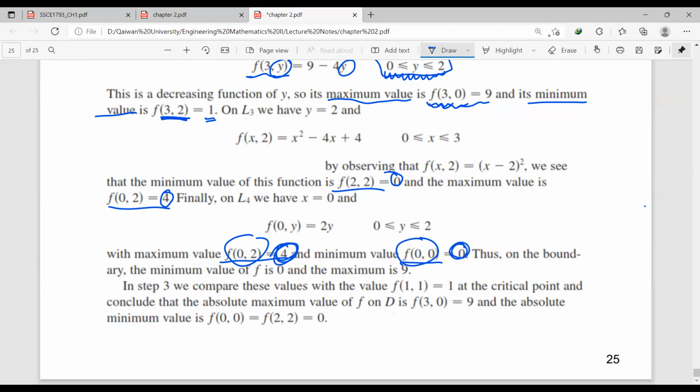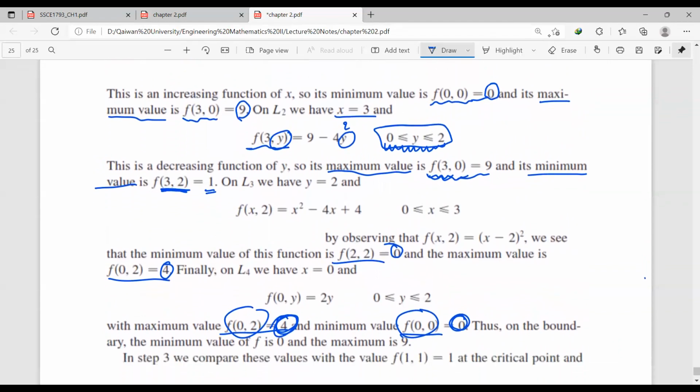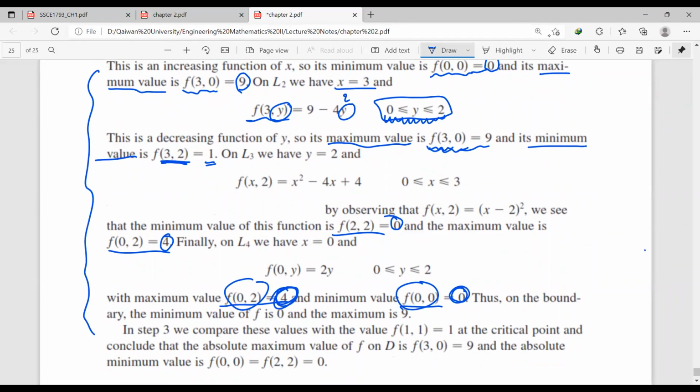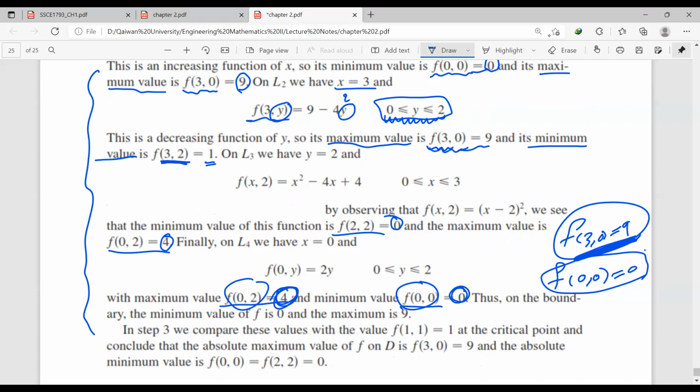We now compare these points, okay? What's the maximum one among these all? The maximum one is 9. F of 3 and 0 equals 9. At this point, we get the greatest one. Among which of the points? Among the points that you found in step 2, I mean, on the lines of the sides of the rectangle. And f of 0, 0 equals 0. We got that f of 0, 0 is the least value that you get, which is 0. And 9 is the greatest value that you get on the lines.